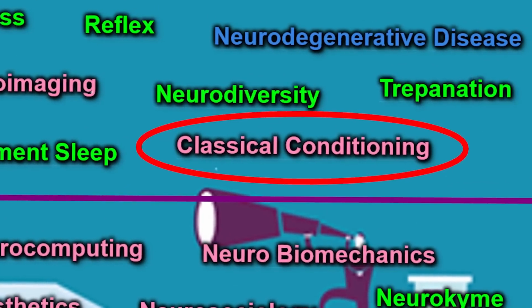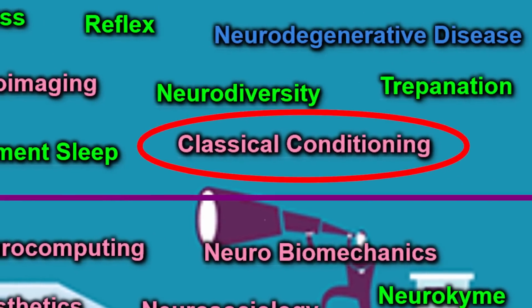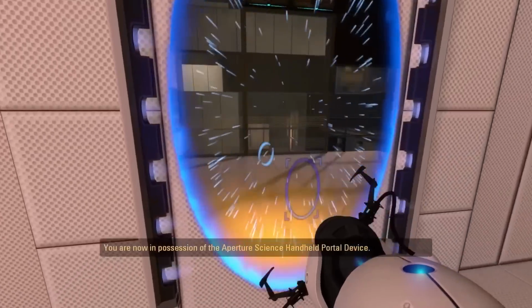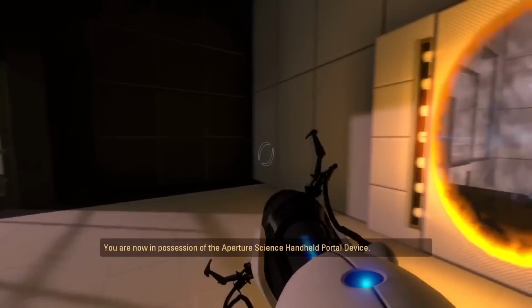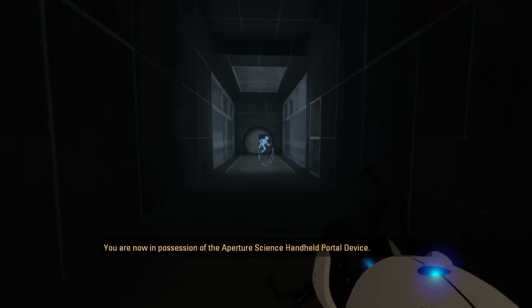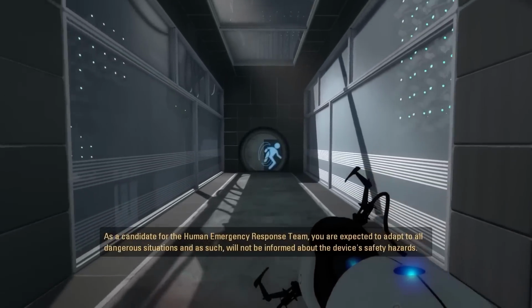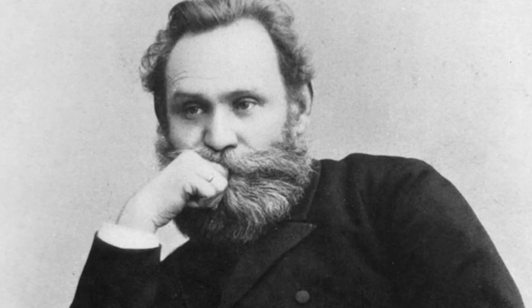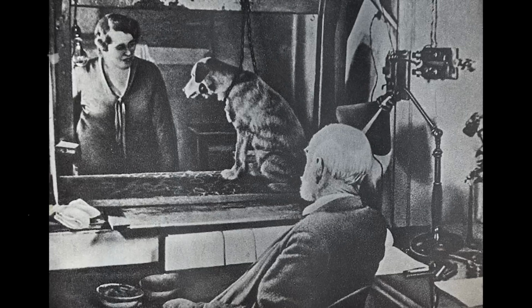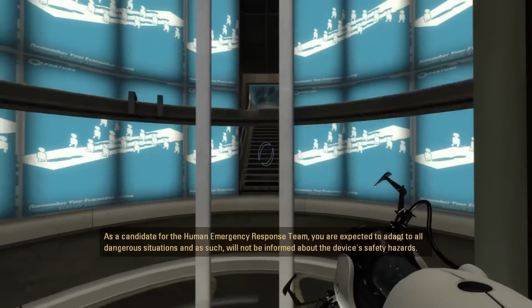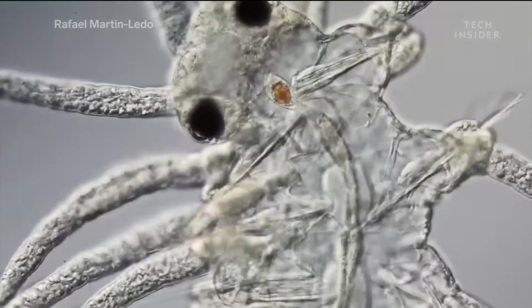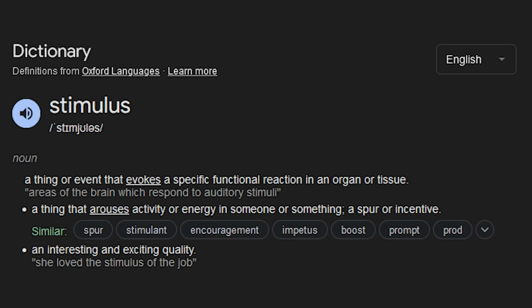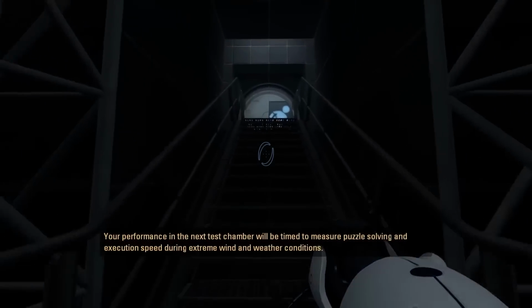So first of all, we're gonna talk about classical conditioning. Classical conditioning is a fundamental concept in psychology that explains how certain behaviors can be learned through association. It was first discovered by Ivan Pavlov, a Russian physiologist, through his experiments with dogs, which you may have heard of. Pavlov's work laid the foundation for understanding how organisms, including humans, learn to associate one stimulus with another, ultimately leading to changes in behavior.